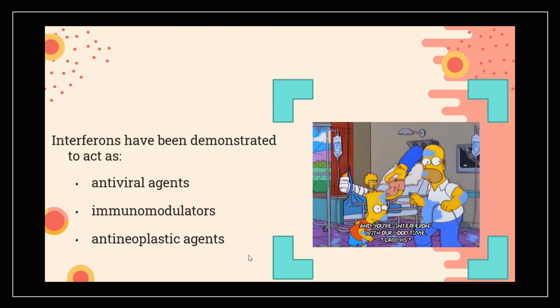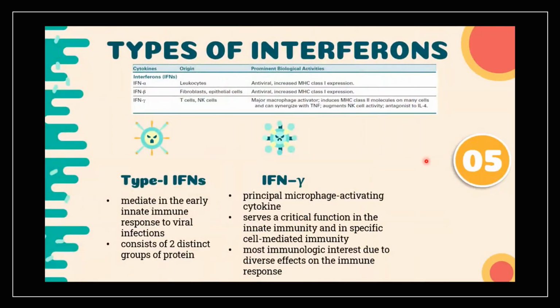Like interleukins, interferons also have two types. The type 1 interferons are classified into two most important types, which are IFN alpha and IFN beta, and the type 2 interferon, which is IFN gamma. Type 1 IFN mediates the early innate immune response to viral infections, meaning the synthesis of type 1 interferons is triggered by viral or bacterial infections.